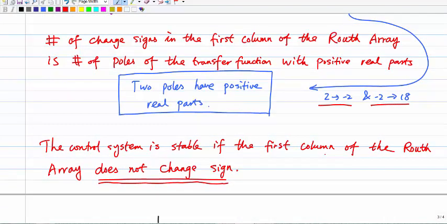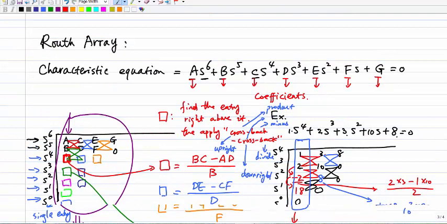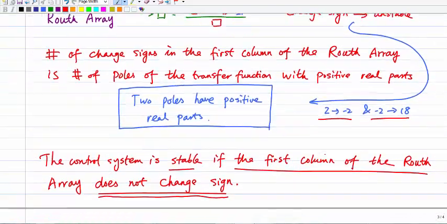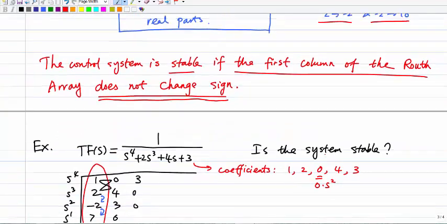So as a matter of fact, we should remember that the control system is stable if the first column of the Routh array does not change the sign. If I combine with this one, it says the first column of the Routh array does not change the sign, which means if it changes sign, it's not stable, right? So the control system is stable if and only if the first column of the Routh array does not change the sign. We can say that.